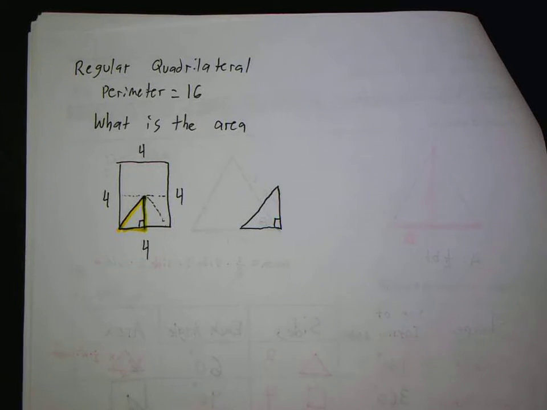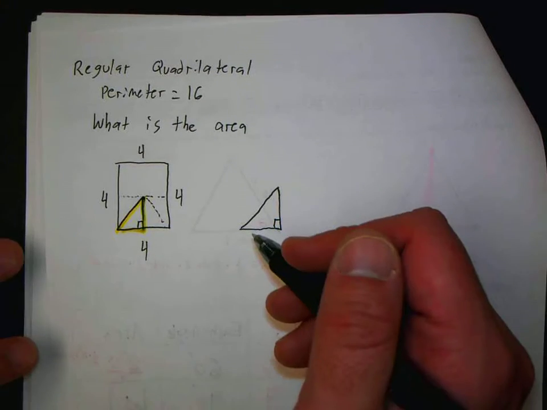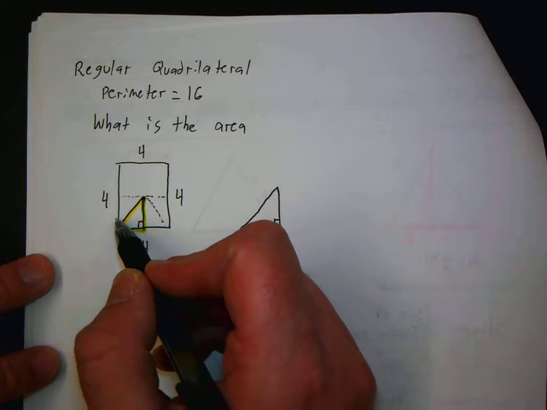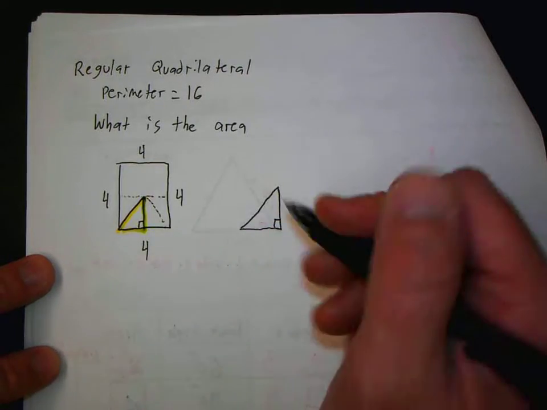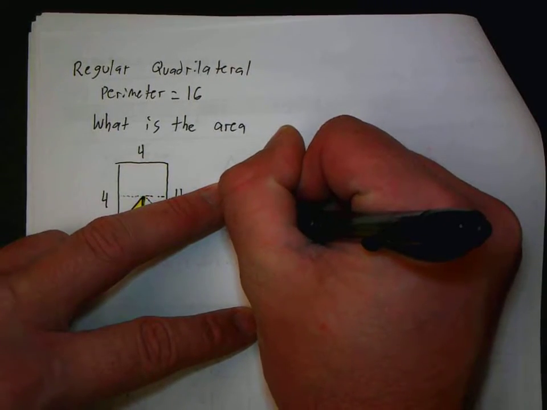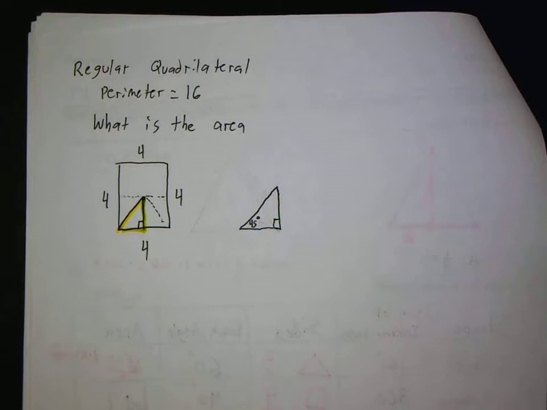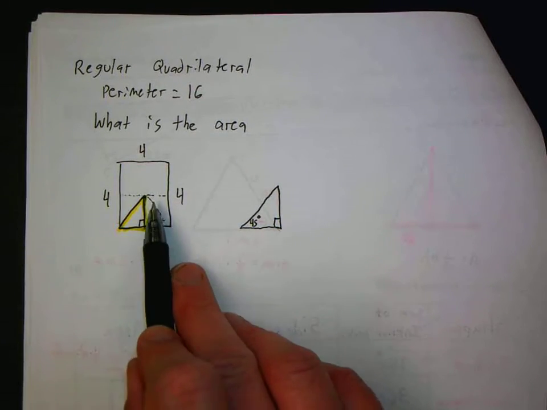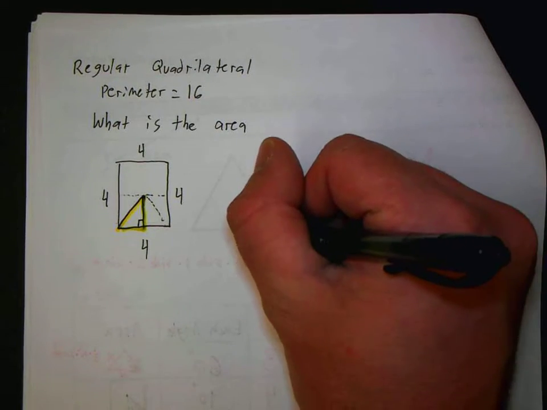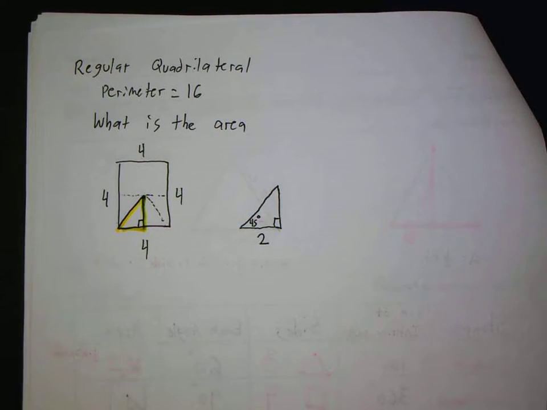So if 4 fit on the bottom and 4 fit on top, so there's 8. Does that make sense? So if this is 90 degrees, it cuts in half, so this is going to be 45 degrees. And if this was 4, and this cuts it in half, this means this is 2. It's half of that side. And the area of a triangle is 1/2 base times height.